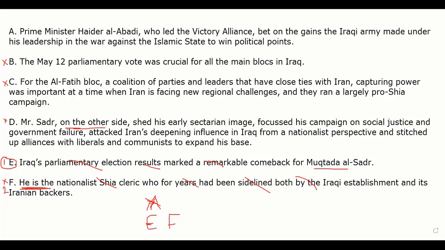Sir, then we can use A, I guess, because then we will tell that he is a prime minister. Yeah, this is not as easy as things look. So we talked about Shia cleric al-Sadr, who for years has been sidelined both by the Iraqi establishment and Iranian backers. Think, guys, what can be next?